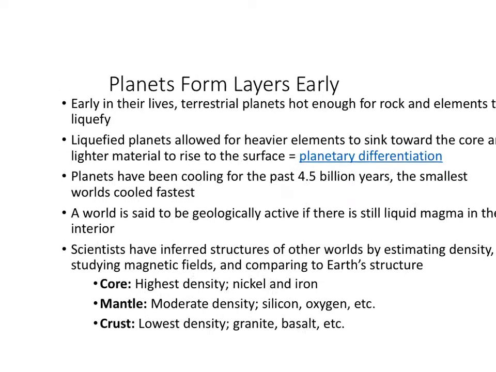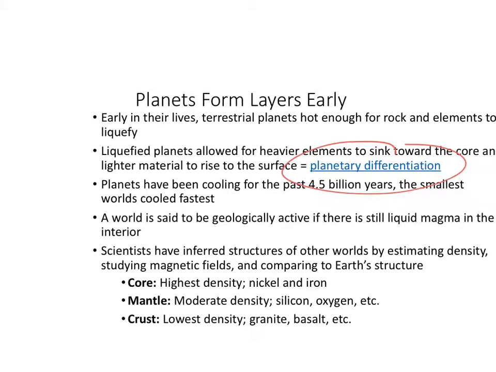Planetary differentiation. That's where the heavy things sink and the light things rise, as long as a planet is ooey gooey. And as planets started out, they were liquid. So we can have this planetary differentiation. That's why the core of planets has a lot of iron in it, and then the crust has the lighter stuff.